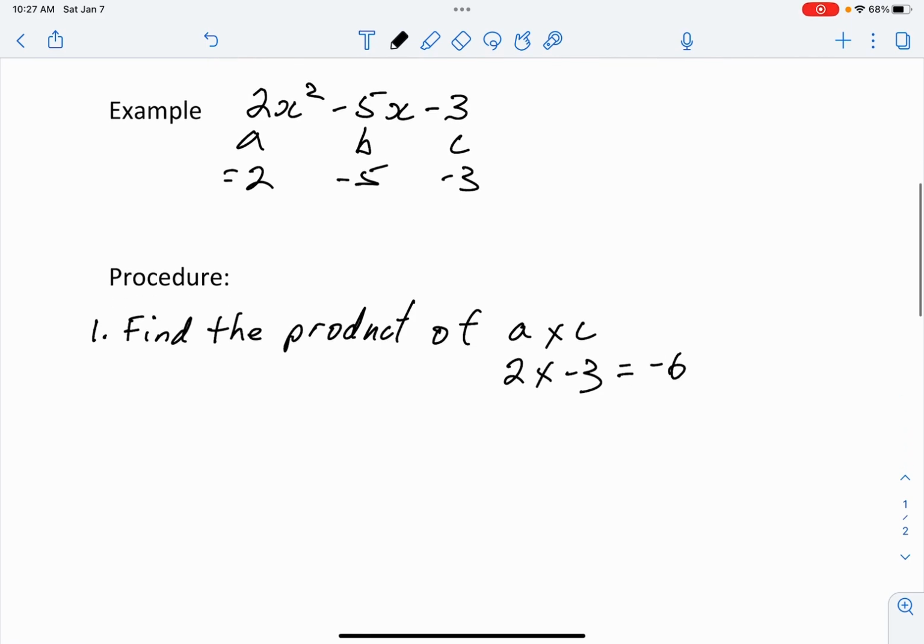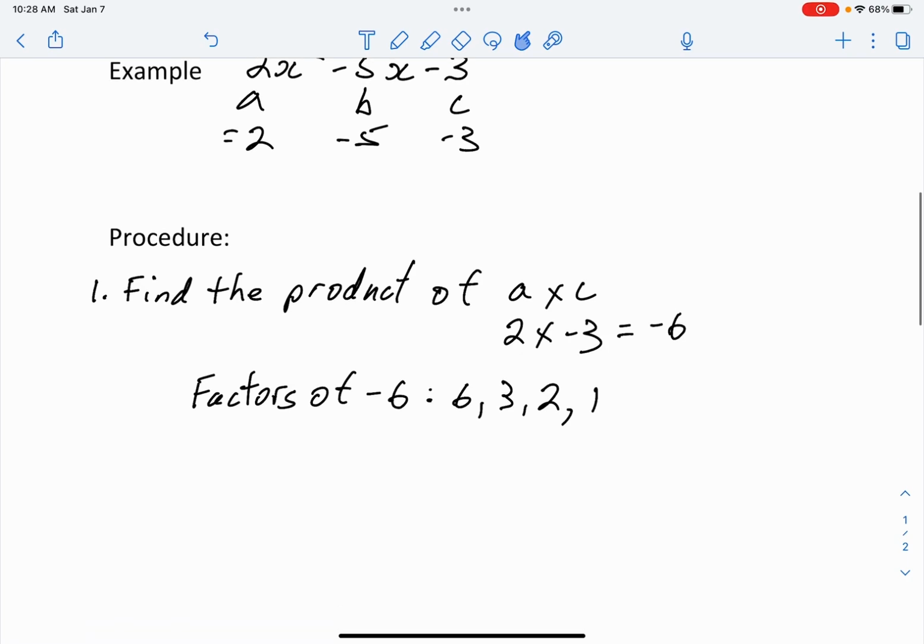Let's find all the factors that get us to minus 6. Don't worry about the sign for now. So factors of minus 6 would be 6, 3, 2, and 1. And like I say, for now, we're just going to ignore the sign. So that's step 1. Okay, what's step 2?